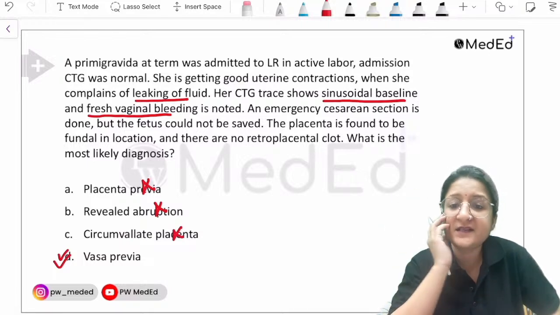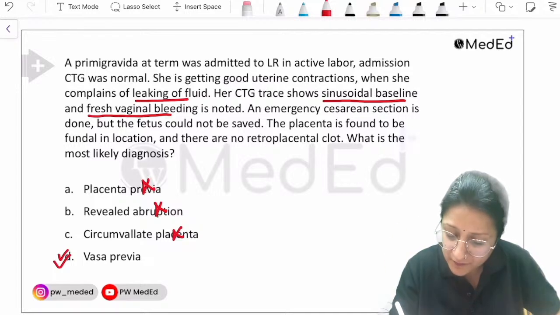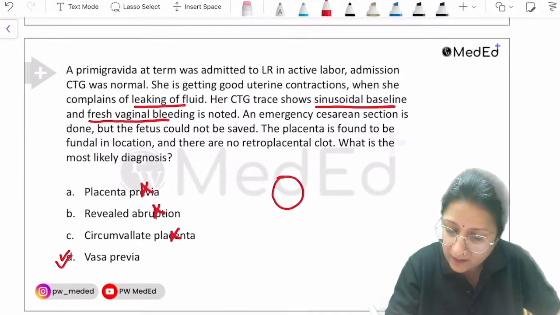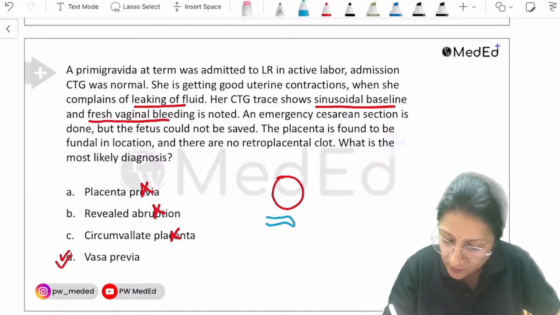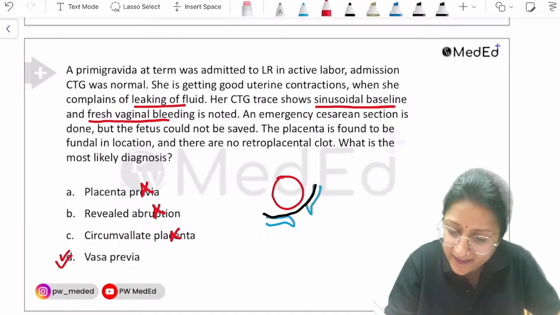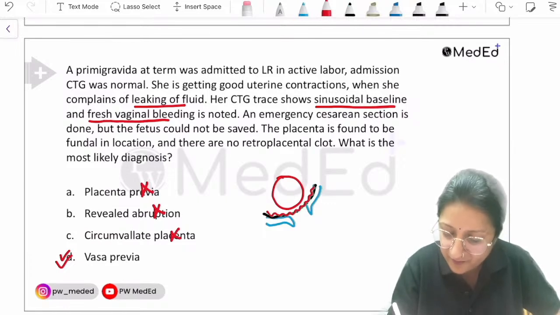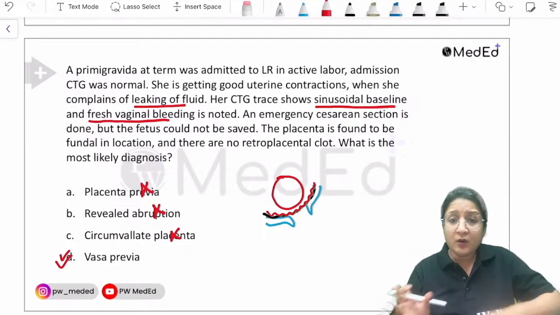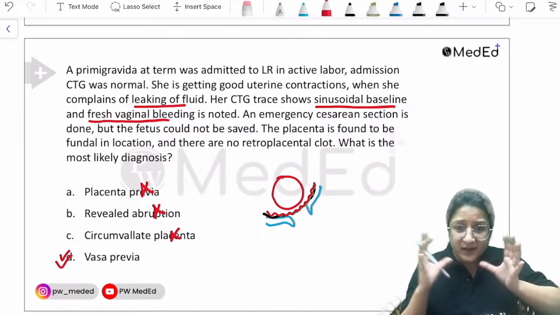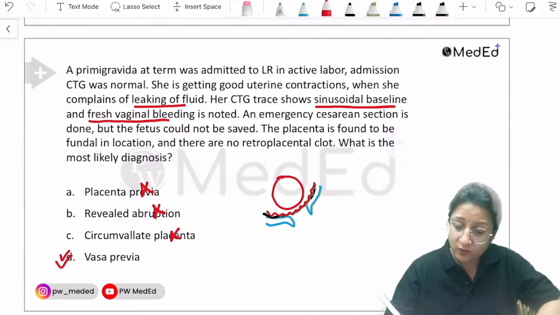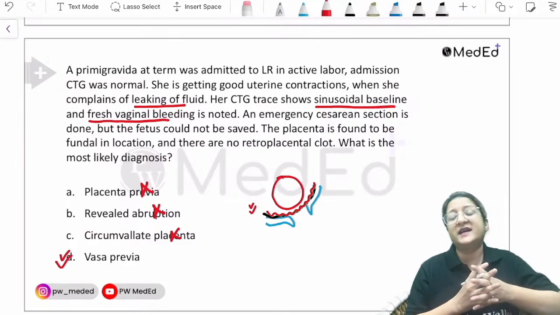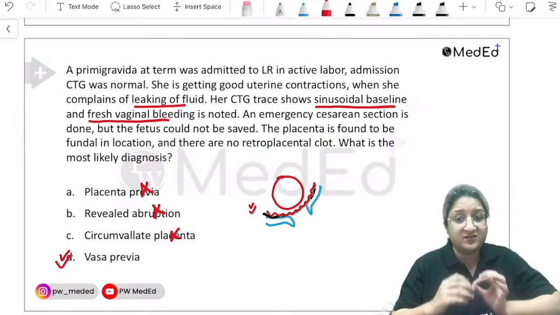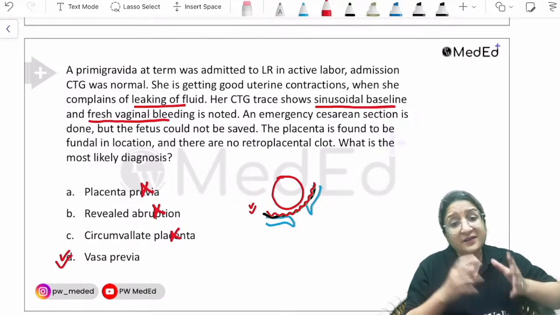This could be associated with a succenturiate placenta. But the fact of the matter is, let's say this is the fetal head, and let's say this is the cervix, and let's say these are the fetal membranes. I'm saying that there are naked fetal vessels traveling in the fetal membranes here. Classical presentation: when the membranes rupture, along with leaking, these fetal vessels can be lying in front of the presenting part. That's why vasa previa, vessels in front of the presenting part, and these are fetal vessels.